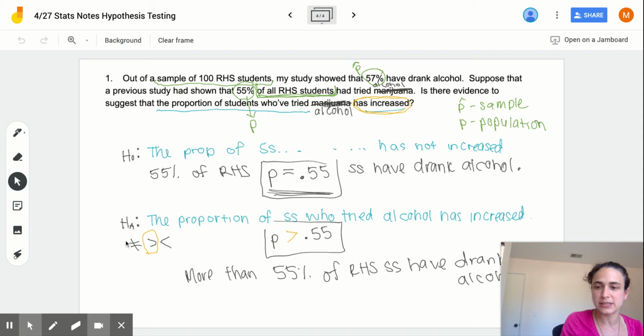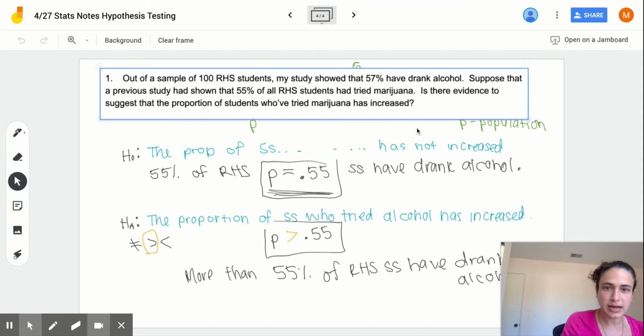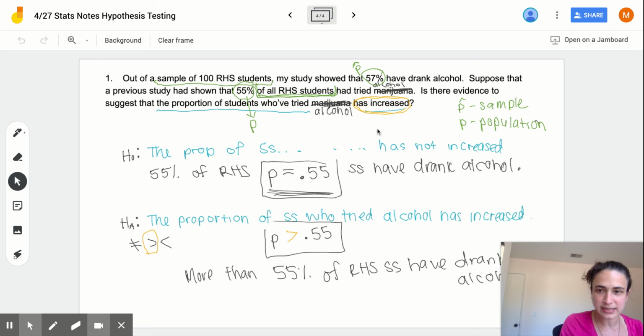Whereas here, you have to decide again which symbol to use. And luckily for you guys, I actually highlighted that. So it says has increased. And therefore, I knew to use the increase, the greater than symbol in my conclusion, which is the same as saying more than 55% of RHS students have drank alcohol.